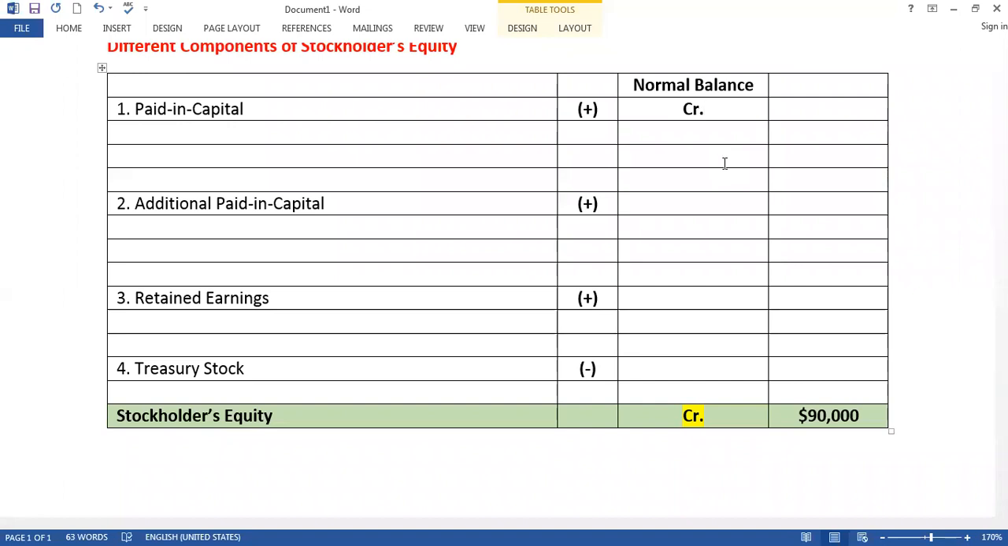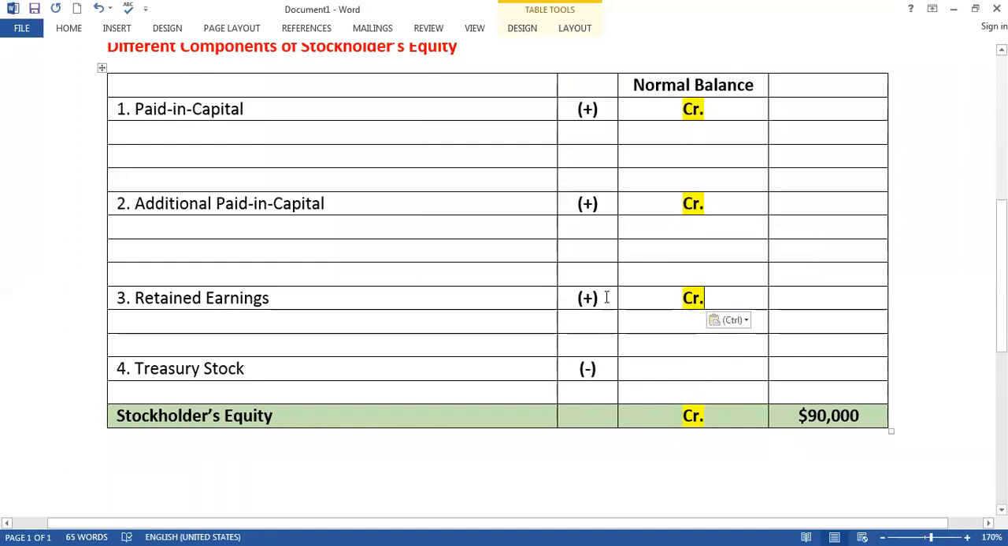Credit. Because look at here, credit and credit, it is plus, right? Credit, credit plus, but debit, credit minus. You know that, right? So paid in capital normal balance should be credit. So what should be the normal balance of additional paid in capital? Credit, yes, because credit, credit plus, right? Then what should be the normal balance of retained earnings? Credit, yes.